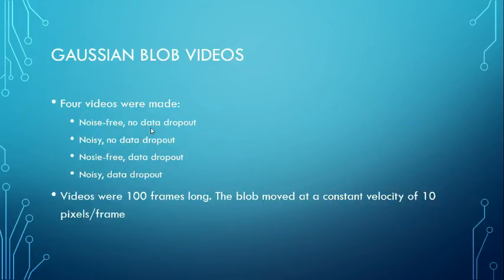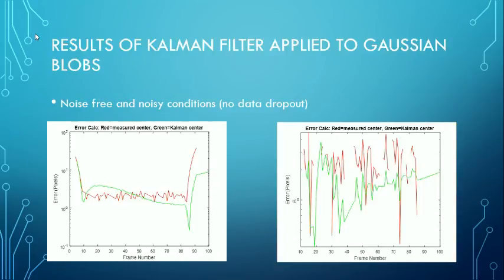Now, just a little bit more information. These videos were about 100 frames long, and the blob moved at a constant velocity of 10 pixels per frame. Again, the idea of tracking Gaussian blobs instead of vehicles was to just make sure that the algorithms work, to check them, and then move on to vehicles. This presentation will continue in the next video.